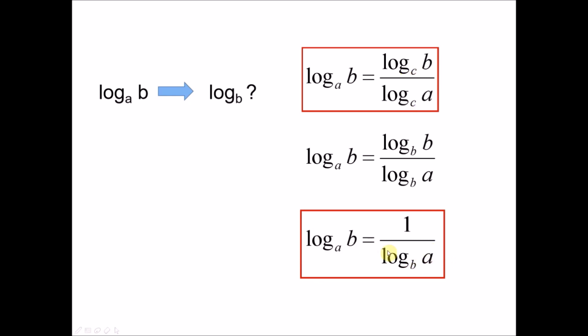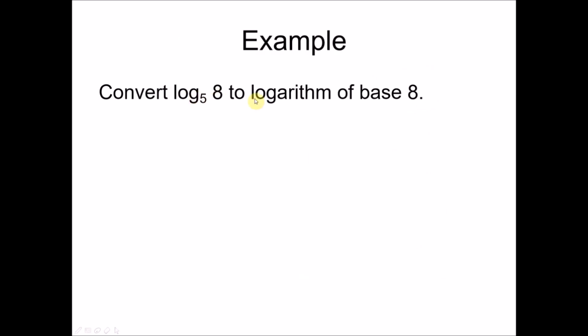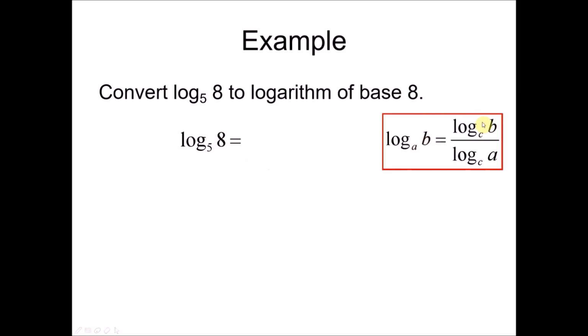Let us see a few examples for this. So convert log base 5 of 8 to logarithm of base 8. So this is base 5. We want to convert it so that it becomes base 8. So we can use the formula. Okay, so we rewrite this, we use the formula. According to the formula, I can write the value c as any values that I want. So in this case, I want base 8. So the c here is 8. So this becomes 8. And 8 is here, 5 is here.